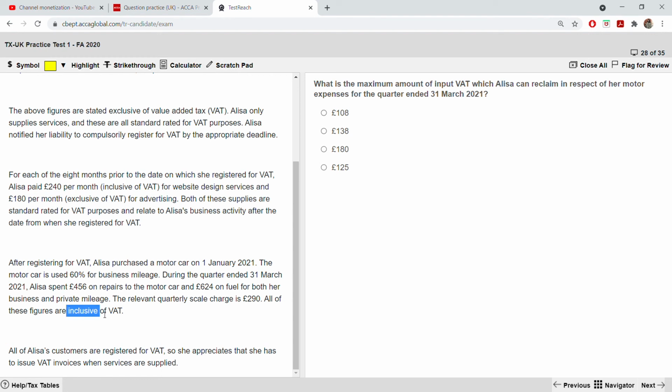VAT is there. You have to take out the VAT. All of Alisa's customers are registered for VAT, so she appreciates that she has to issue VAT invoices when services are supplied.